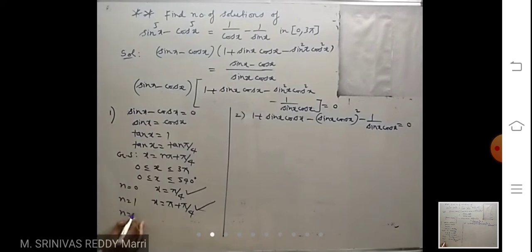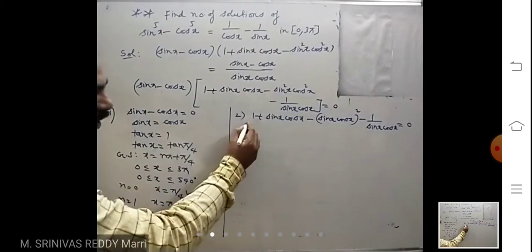Now n equal to 2: x is 2 pi plus pi by 4. This is 360 plus 45, 405 degree. This is also one solution. Now if you substitute n equal to 3, you will get 3 pi plus pi by 4. It is more than 3 pi, so this will not be there. So how many solutions are there here? 3 solutions are there. So for the first equation you got 3 solutions.